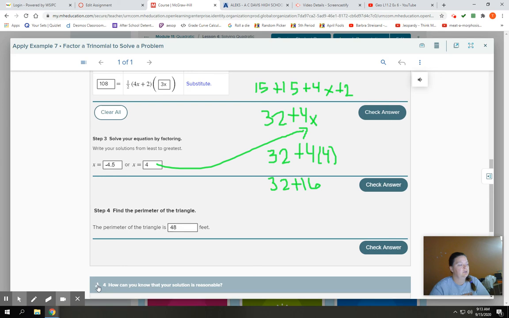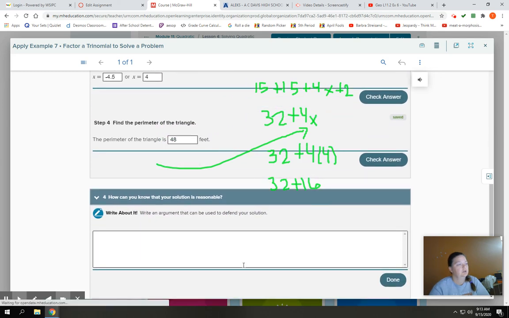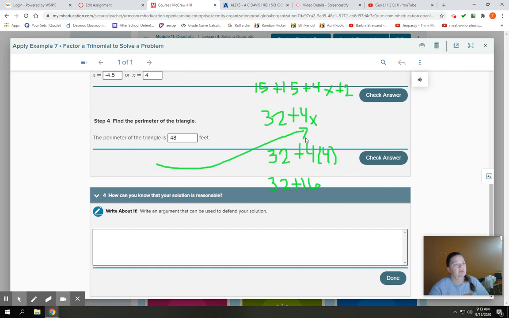And the last step here says how can you know your solution is reasonable? Okay, we can defend our solution based on the positive number from our trinomial factoring, and that because one side is 15, the other side is 15, we know it has to be bigger than 30. There's a lot of different arguments that we can make for that.